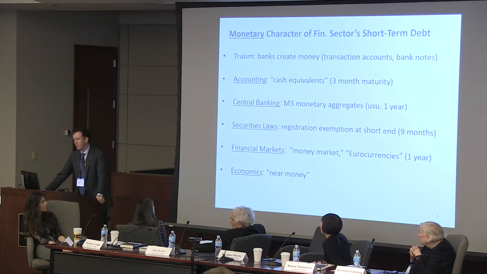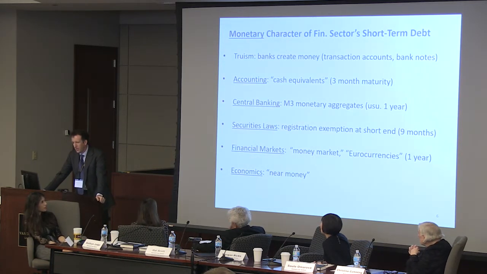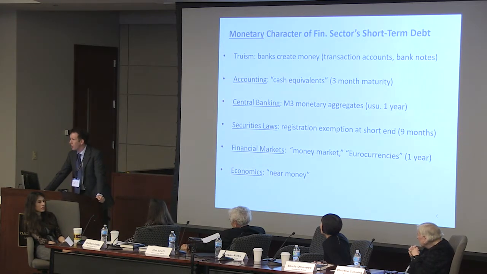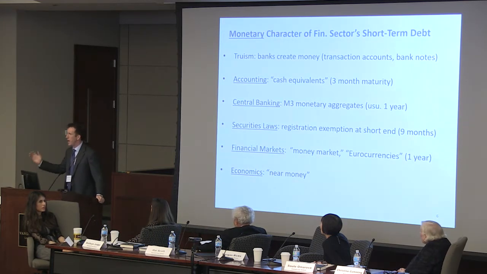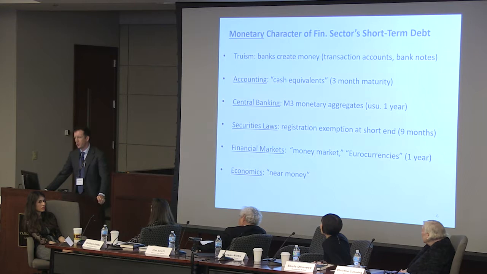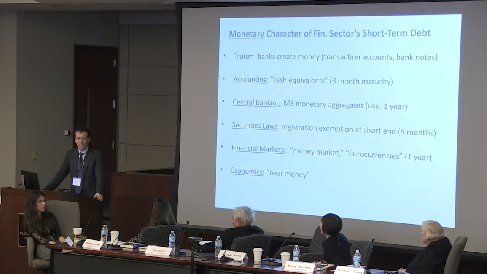We could talk about central bank monetary aggregates. We could talk about the way securities laws and investment company laws treat short-term debt. And in the U.S., there's a 9-month distinction drawn there. Perhaps most obviously, for centuries, the market for short-term, high-quality debt has been referred to as the money market, as distinct from the more familiar capital market in which stocks and ordinary bonds are traded. The term eurocurrency is another example here. In economics, the term near money has been used for a long time by a lot of people.